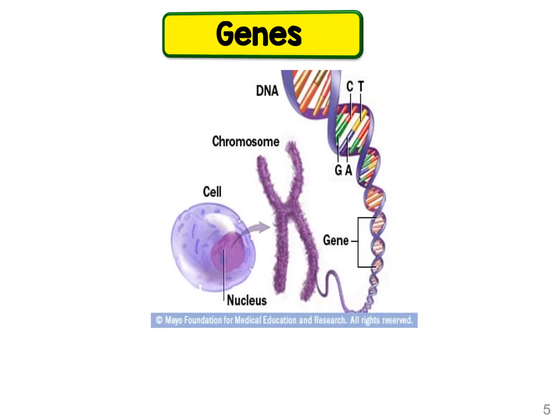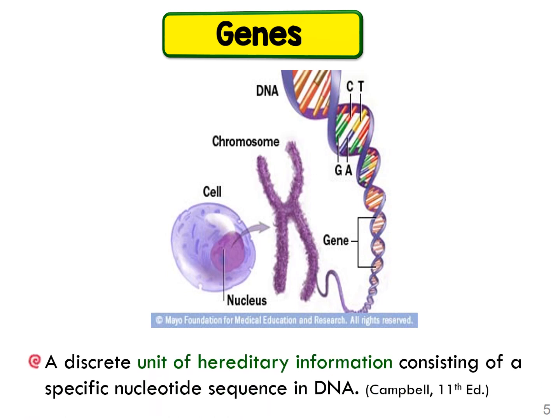The second terminology is gene. Gene can be defined as a discrete unit of hereditary information consisting of a specific nucleotide sequence in the DNA. As we discussed in chapter 1, genes contain a lot of genetic information that is passed through generation to generation.